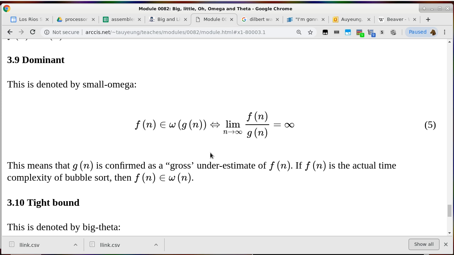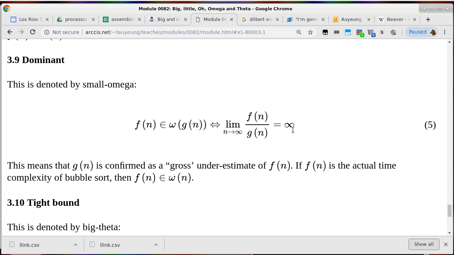So this one is dominant. It's the small omega notation. Little omega, or lowercase omega, is saying that when f of n divided by g of n, as n approaches infinity, the series is also going to approach infinity. That will make g of n the dominant function. It's a gross underestimate of f of n. Kind of makes sense, right?